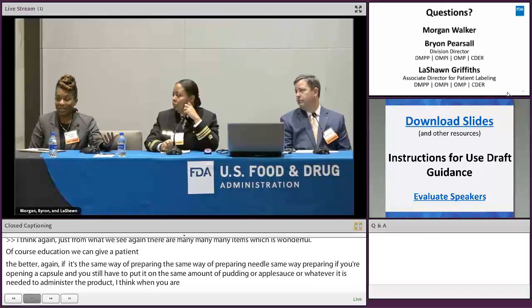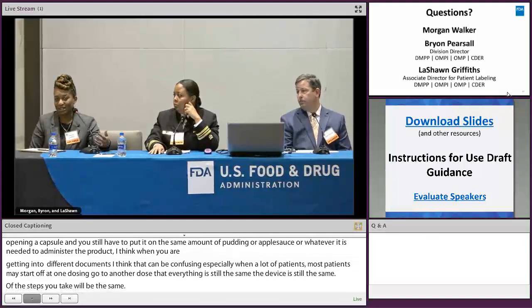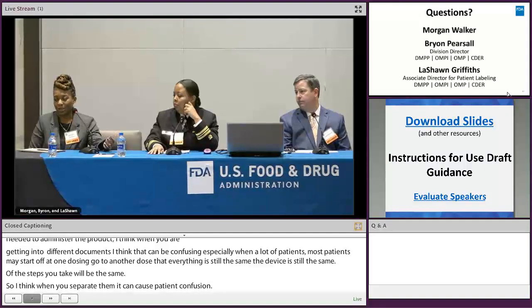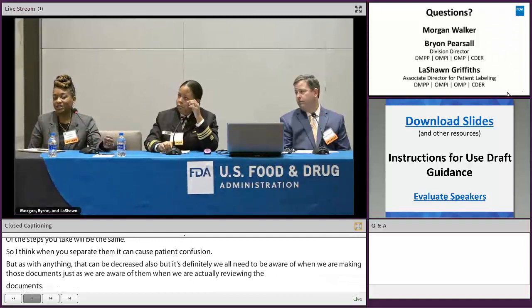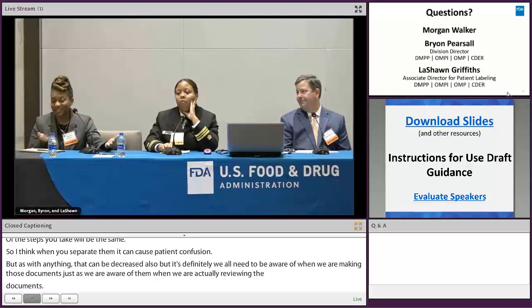But as with anything, that confusion can be decreased. It's just something we all need to be aware of when we're making those documents, just as we're aware of it when we're reviewing the documents. If you know us, we ask for samples quite often because we sit there and we twist and we turn. If we're reading it and it says we're supposed to hear a click, we want to hear a click. If you're supposed to hear a pop, we want to hear a pop. If it says turn the red button, I'm looking for the red button. Don't show me a green button when the text says red.